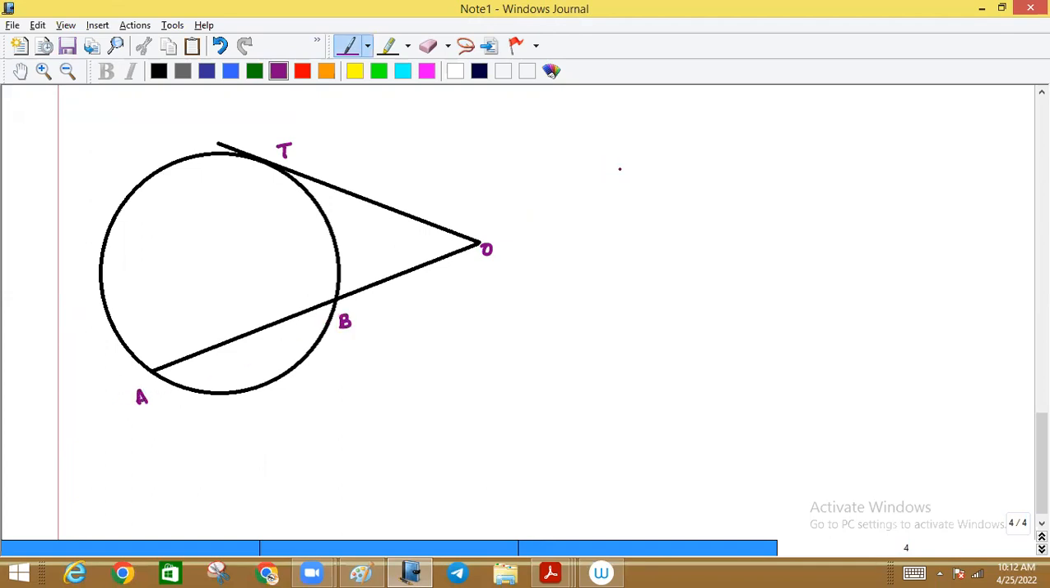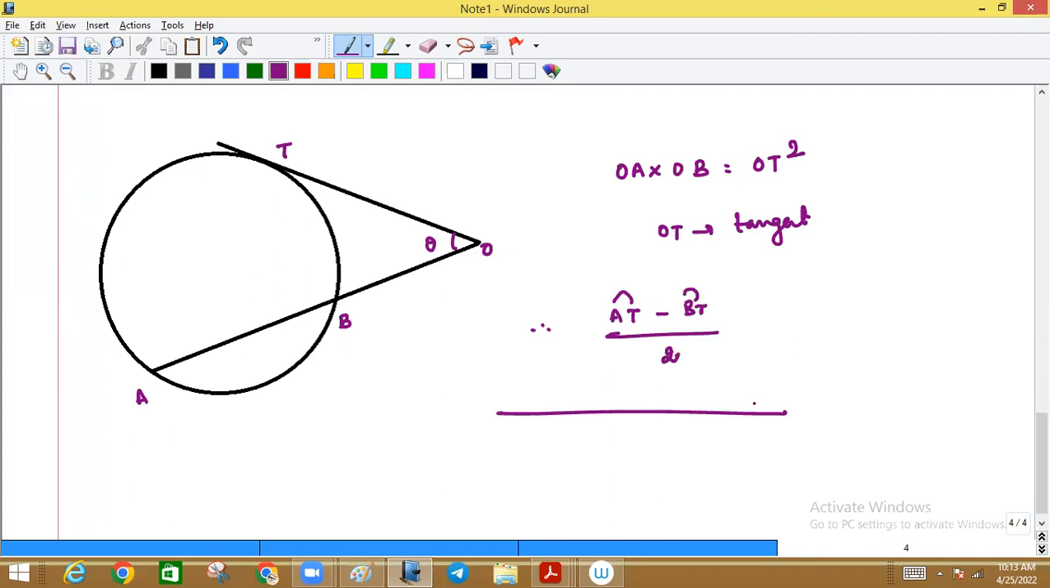Okay. OA into OB is equals to OT square is the formula where OT is the tangent. If I take this angle as theta, AT minus BT by 2. What is it? AT minus BT by 2. So angle subtended at the center by AT, angle subtended at the center by BT, by 2, minus the difference in the angles by 2. Suppose if this angle is 150 at the center and this angle is 30 at the center, 150 minus 30, 120 by 2 is 60. Therefore, it will be what? 60. Like that you have to take it.